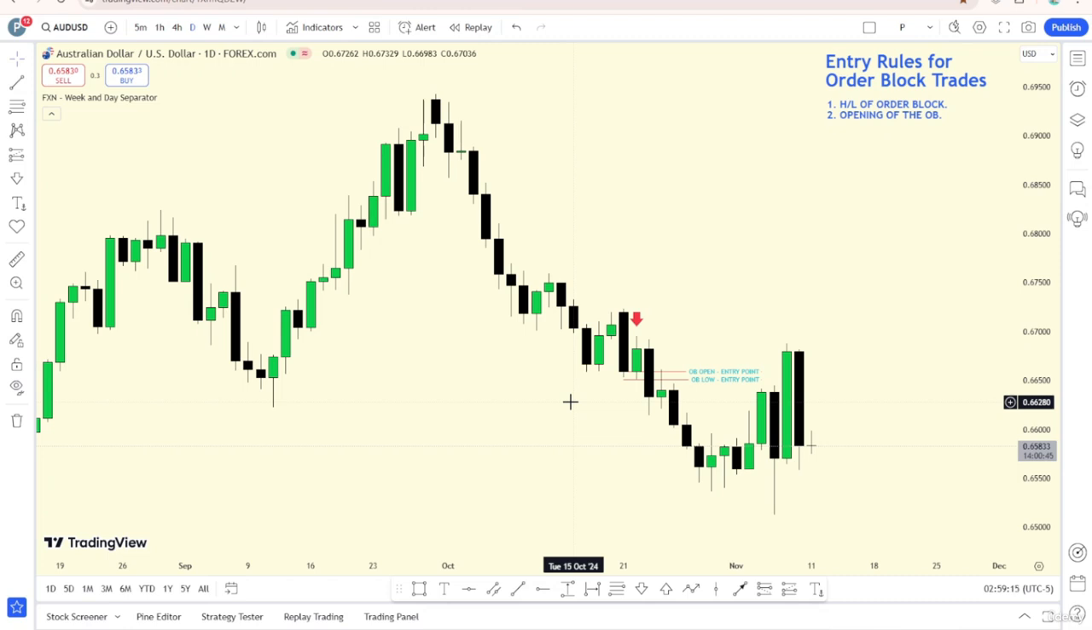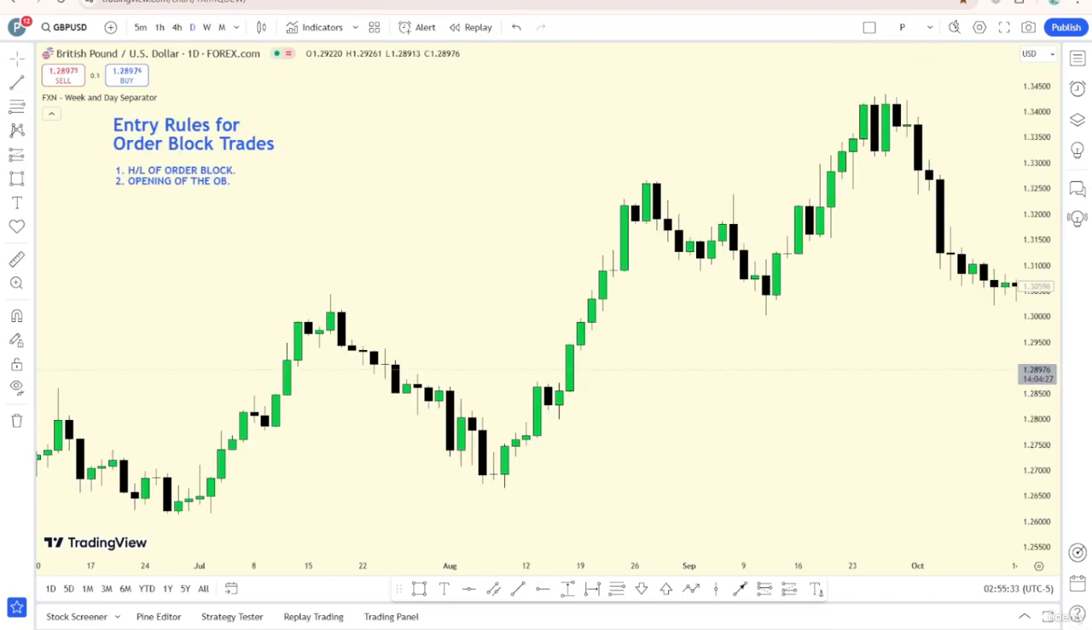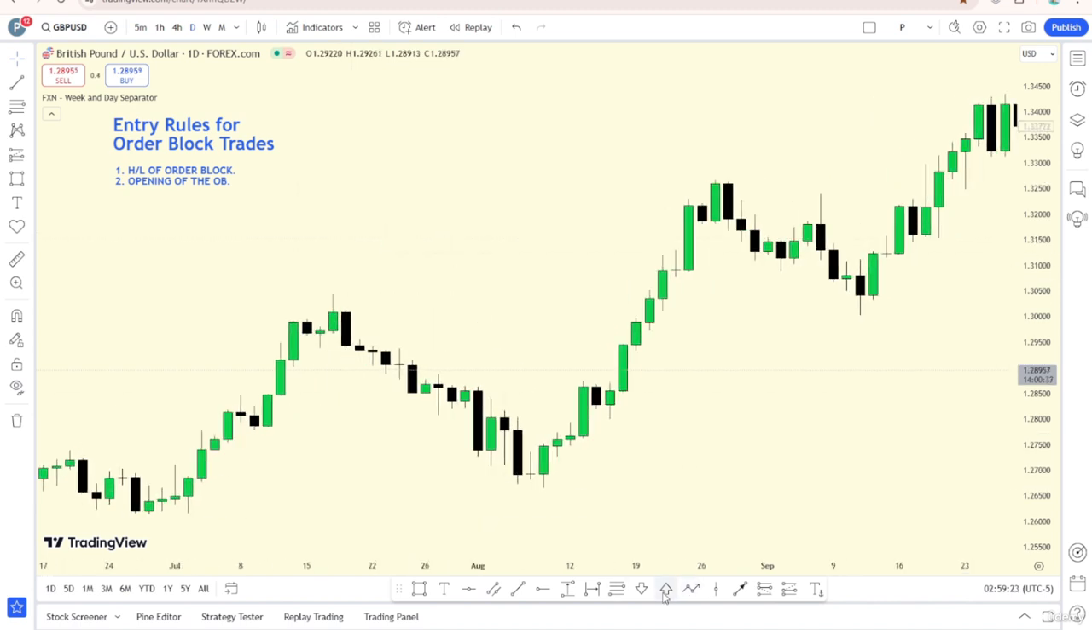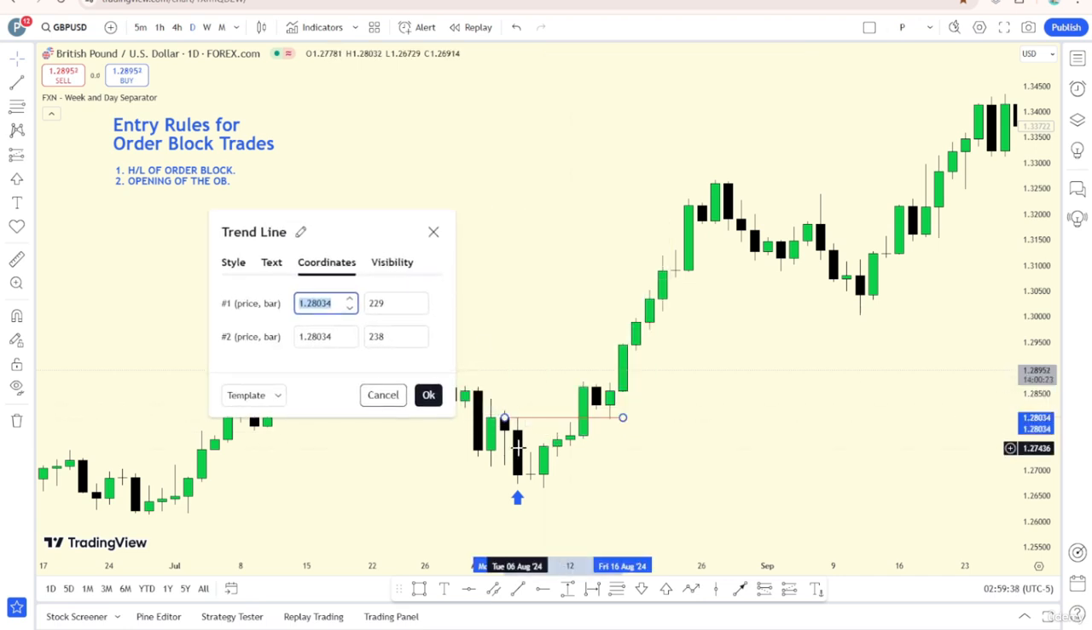So let's look at a bullish order block, just to outline those entry rules. This is the pound USD, and the order block we're referring to here is this one. This is our bullish order block, this candle right here. As we have already outlined, we can look at the opening or the high of that candle. Let's get that exact high. The high of that candle is 1.28032.